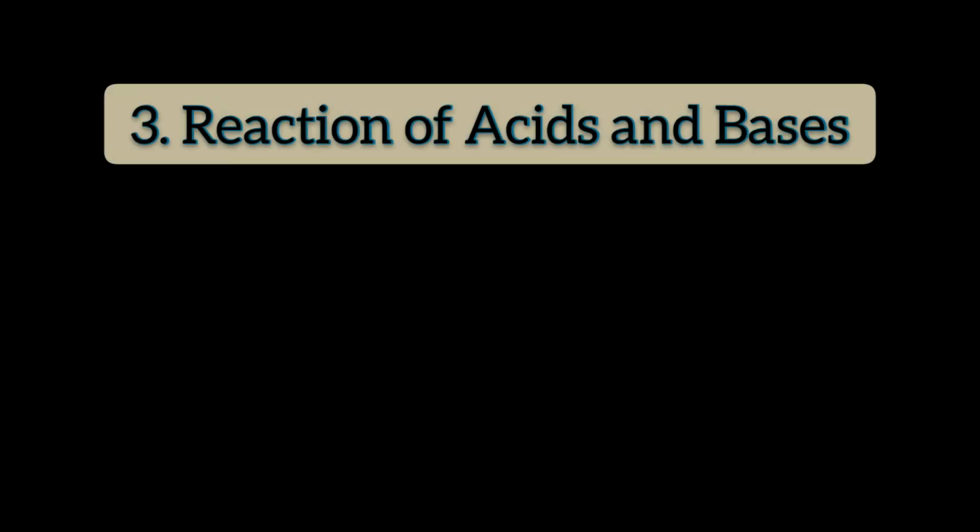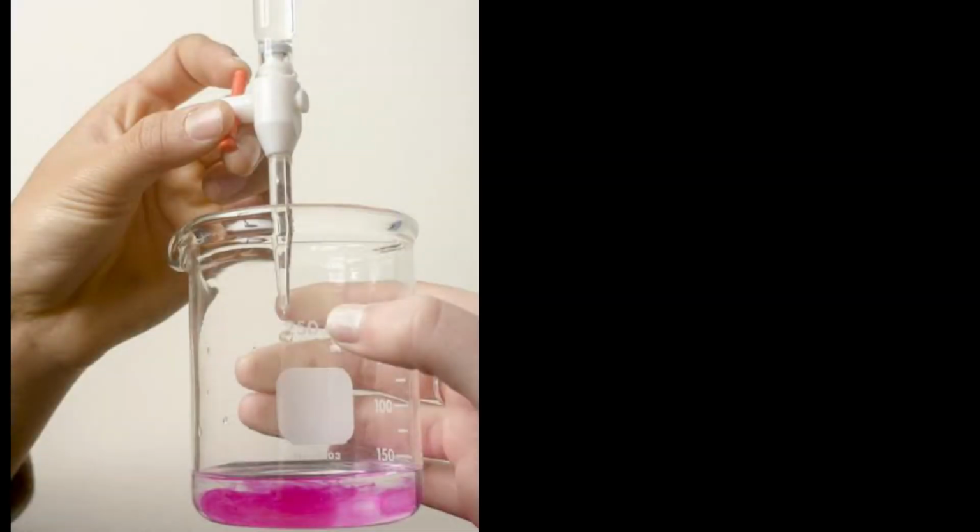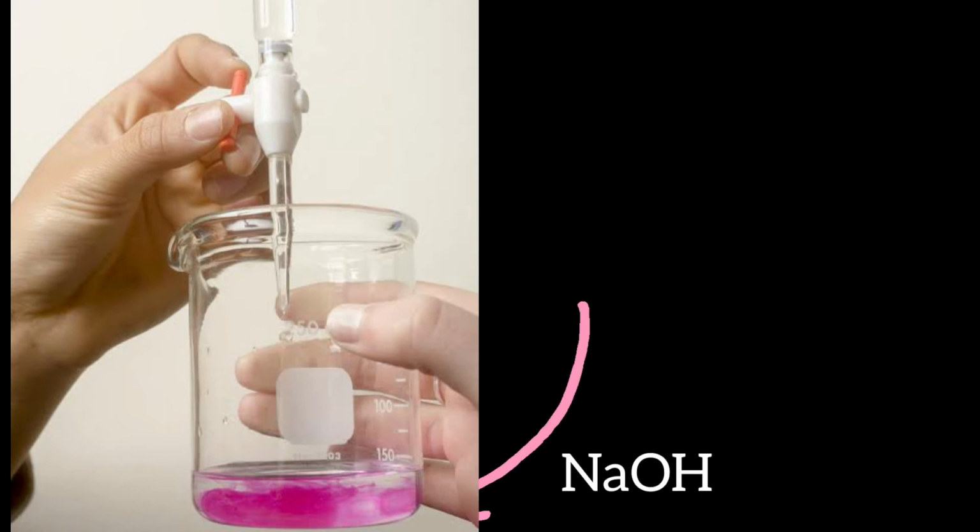Third example we take of reaction of acids and bases. For this we take 2 ml of dilute NaOH solution, that is sodium hydroxide solution, and add few drops of phenolphthalein solution, which is a pink colored indicator, and turns NaOH, that is sodium hydroxide, pink in color. Now we add dilute HCl in the test tube containing NaOH drop by drop.